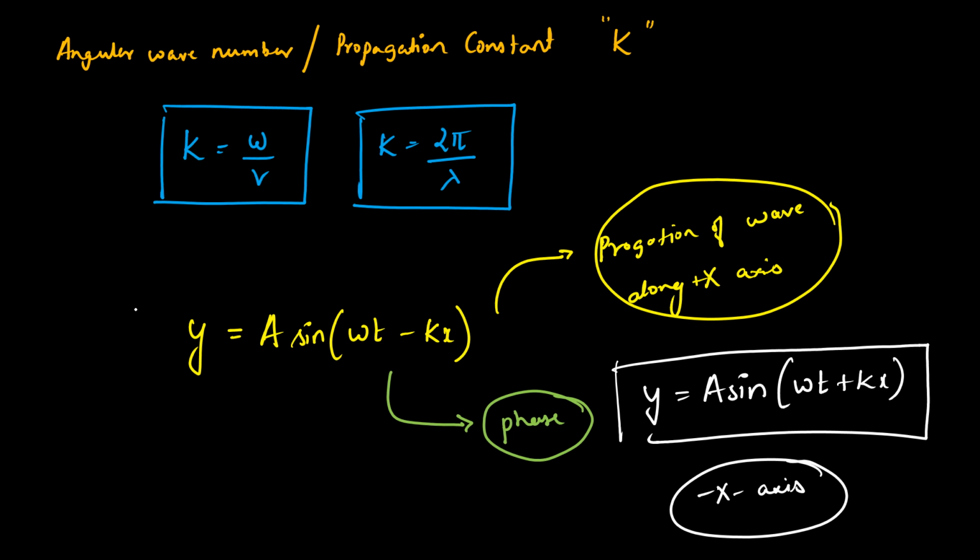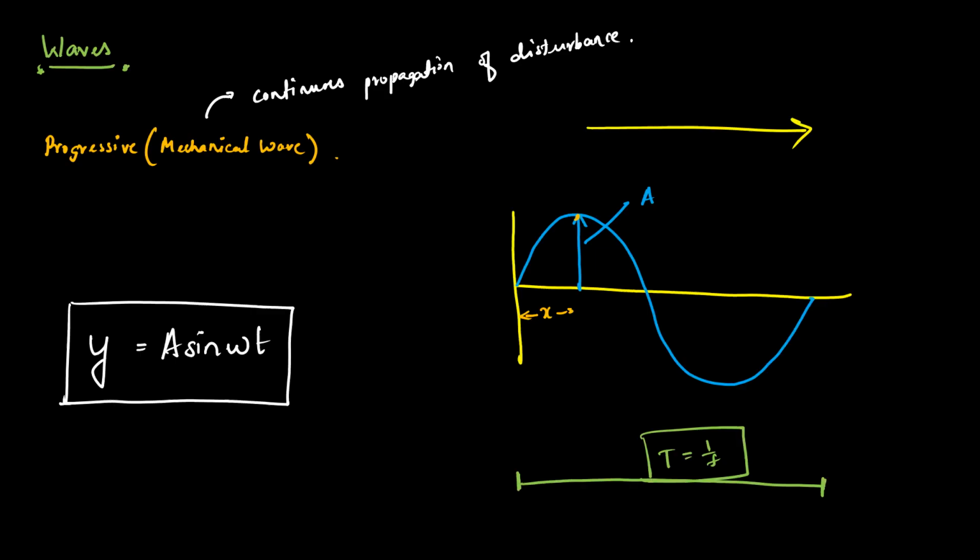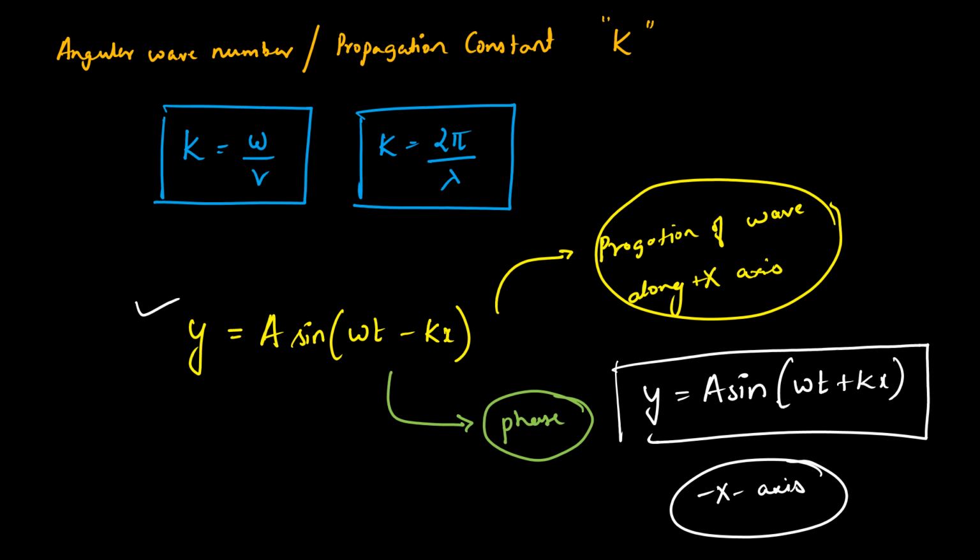Now apart from this, what are the relations that you have to know? The main relation is this one, y is equal to a sine omega t minus kx. Usually we take up the right hand side only, the positive direction of the x-axis, so usually it will be this. But if they mention that it is going in the negative direction, it is going to be positive.